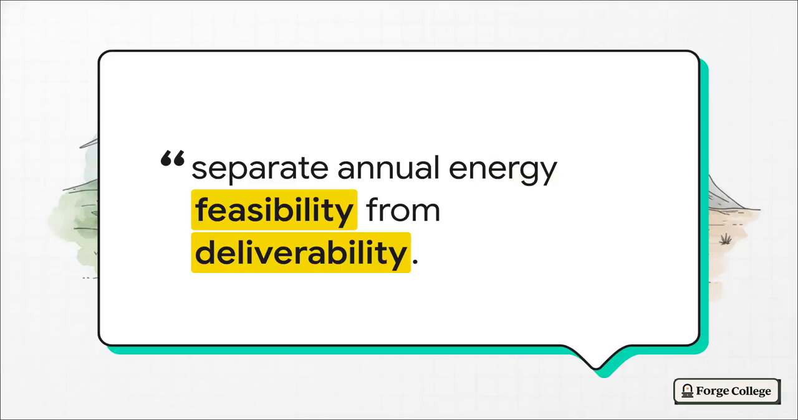Which brings us to the golden takeaway of everything we've talked about today. You can't mine Bitcoin on theoretical energy. Theoretical energy is absolutely fantastic for spreadsheets, it really is. But only deliverable energy actually produces hashes.